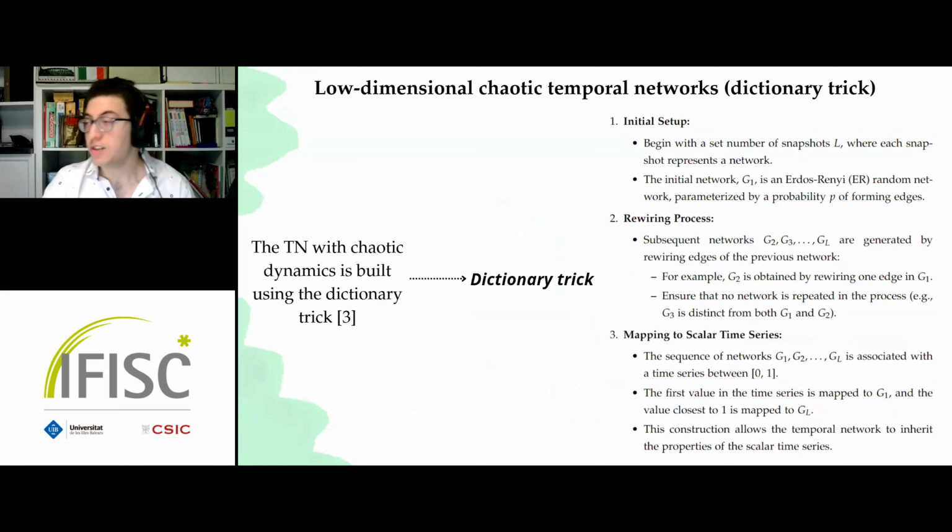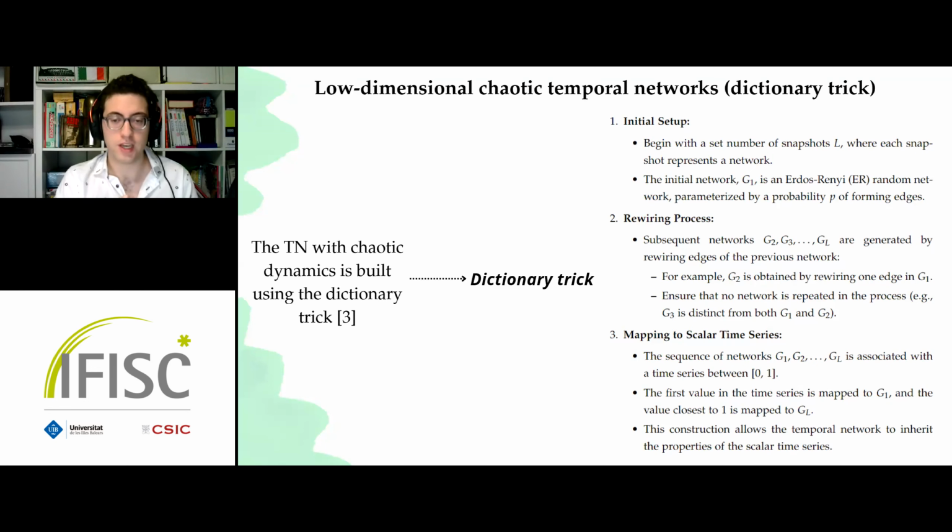Then, with the dictionary tree, we are going to build a dictionary of temporal networks that are chaotic. Very briefly, the dictionary trick: we set the number of snapshots we want. Then we have an initial network G1, which is an Erdős–Rényi network with parameter p, the probability of forming edges. The subsequent networks, G2 to GL, are formed from the previous network by rewiring edges, ensuring that no network is repeated in the process.